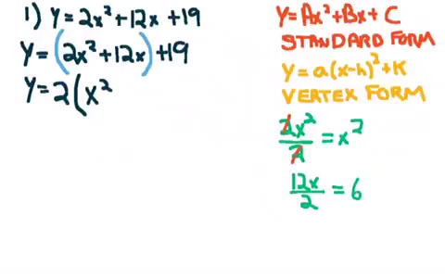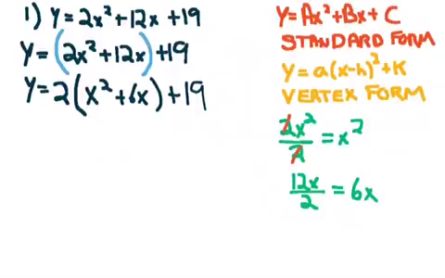Now this is a mistake that I've seen a lot of you make on your tests and on your homeworks. When you divide 12 by 2, yes, that gives you 6, but a lot of you forget to carry your variable over. Don't forget, just because you do 12 divided by 2 to get 6 doesn't mean that that variable just disappears. So don't forget to carry that variable over with your 6. So inside my parentheses, I'm going to get plus 6x, close parentheses, plus 19.